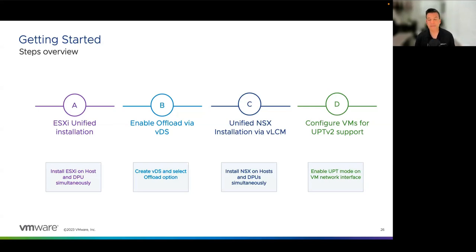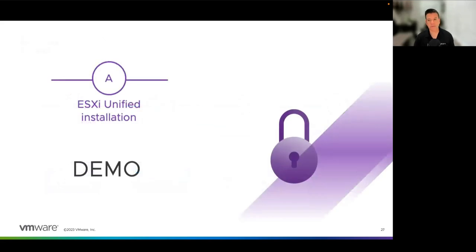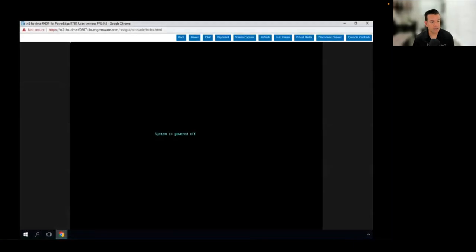And lastly, we have the option to configure individual VMs for UBT V2 support, which is something that Megana talked about, which is a different mode that we're introducing with Distributed Services Engine. So let's go through our first demo. First demo is the ESXi installation piece.